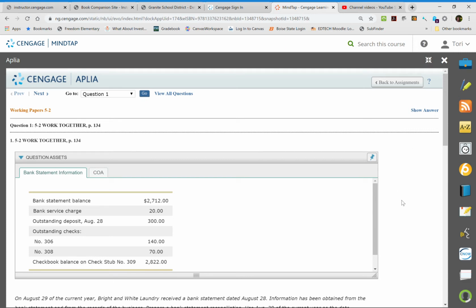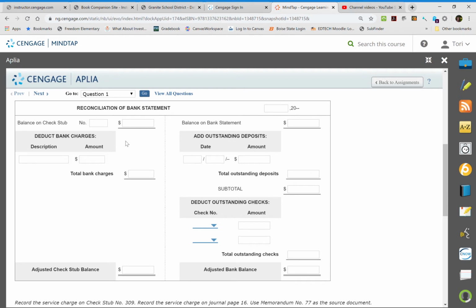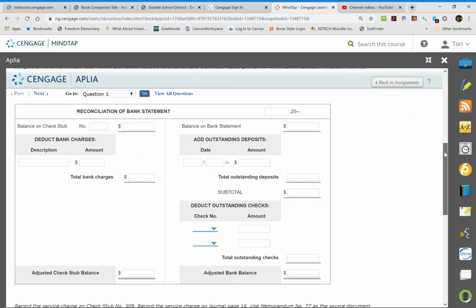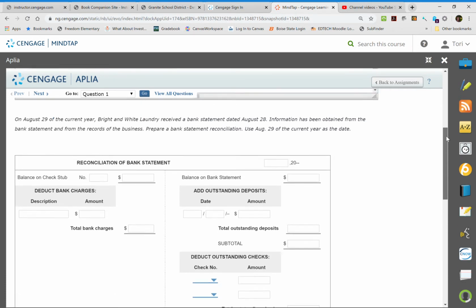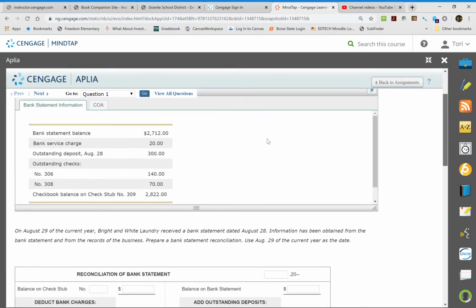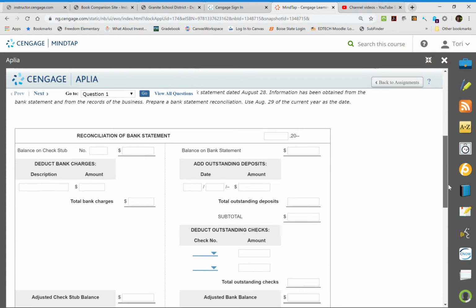All right, for 5-2, we're doing what's called a bank reconciliation report, and this is to make sure that we match our checking account with what our records are. So we're going to use the information up above, and we're going to use it just like it is stated, except like balance on bank statement. This one says bank statement balance. That's the only difference.